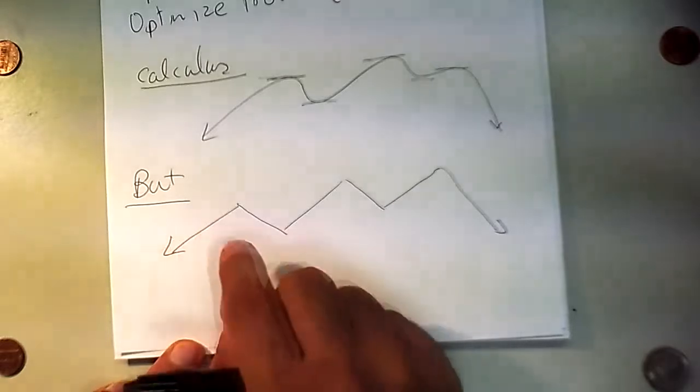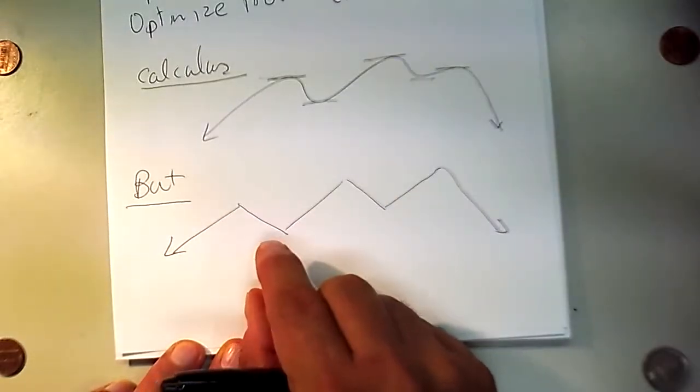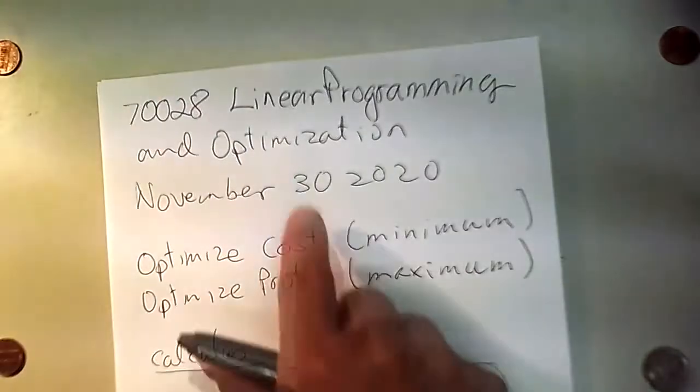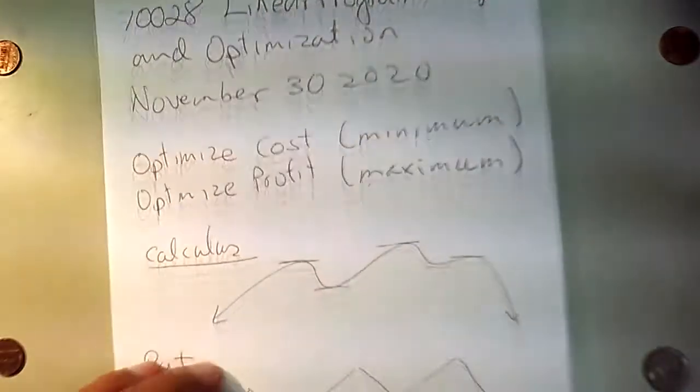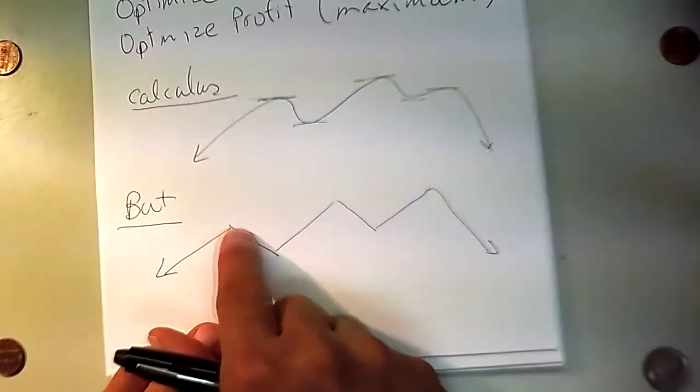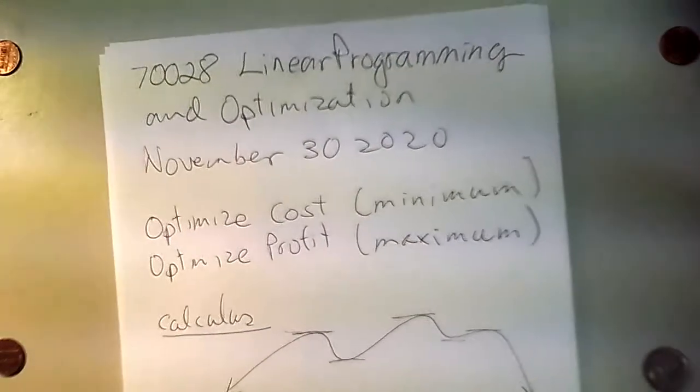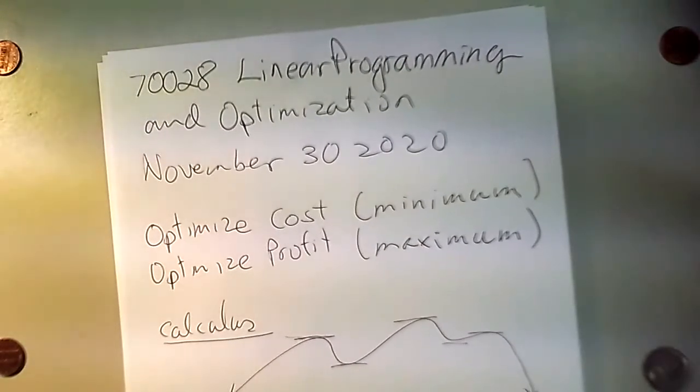The other method is using what is called linear programming. What this video is about, linear programming and optimizing. Now, there are two kinds of optimization. You can find a maximum or a minimum, but that would be the case in this area of linear programming.